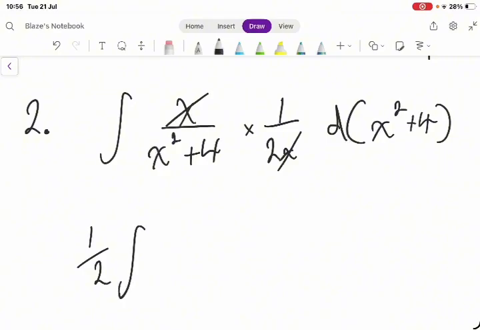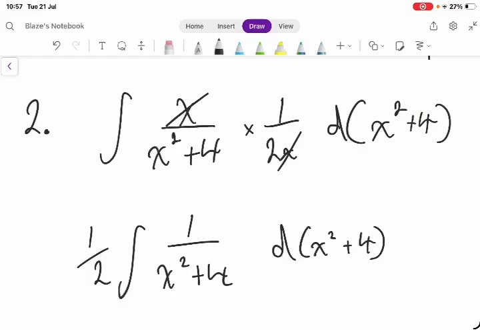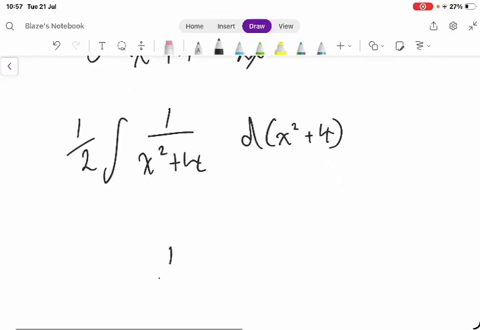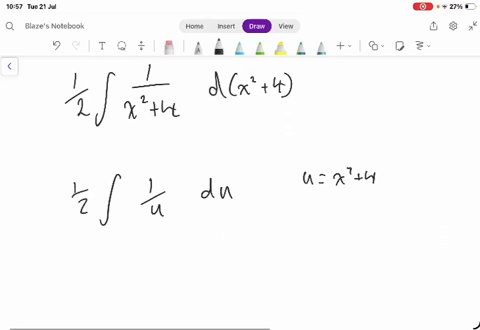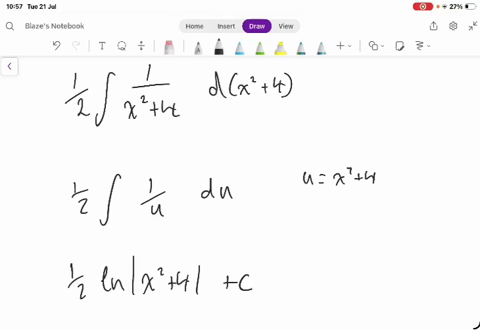Bring that out the front. 1/2 of 1 over x squared plus 4, and now that's d x squared plus 4. So imagine that's 1 over u, where u equals x squared plus 4, du, and that just turns to ln u. Well, in this case, u is x squared plus 4, so it's 1/2 ln x squared plus 4, plus c. There you go.